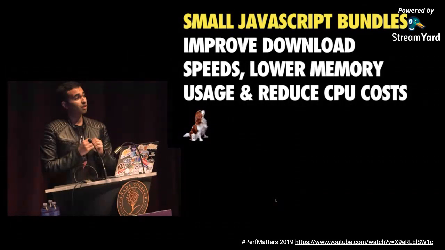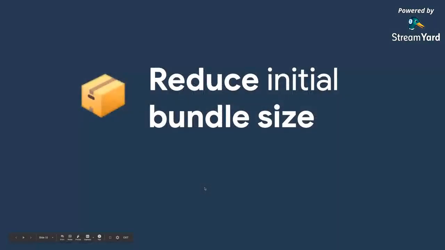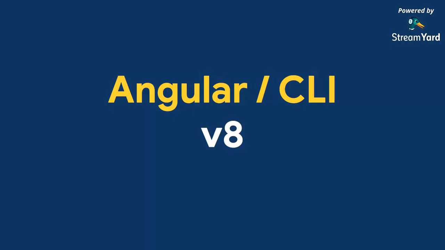What he tells us is we should definitely optimize that JavaScript bundle. We should keep it as small as possible, which will first of all improve our download speed, but it will also lower the memory pressure on the browser, on the client PC where the application runs, because it's written in JavaScript. At the same time, CPU costs will be reduced. Now, this might sound silly, but especially on lower-end devices, on mobile devices, this might be very important. And so we should aim to reduce that initial bundle size, right? We should keep it as small as possible.